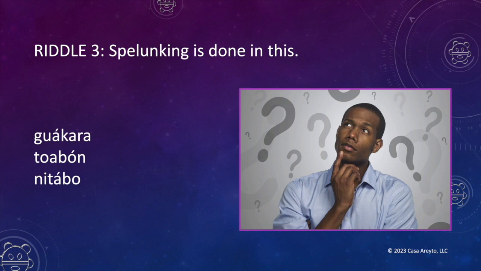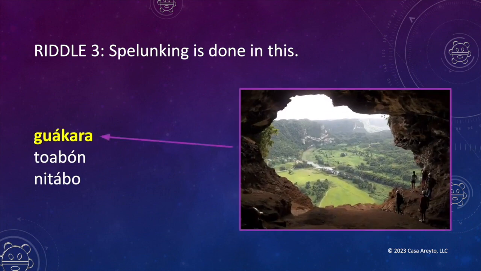Let's take a look at our answer. That's right, it is Guacara, cave. Spelunking is a sport that is done in caves. It means going through caves, sometimes cave diving. So that's why the answer is Guacara, cave. Now, why don't we create a sentence using the word for cave?